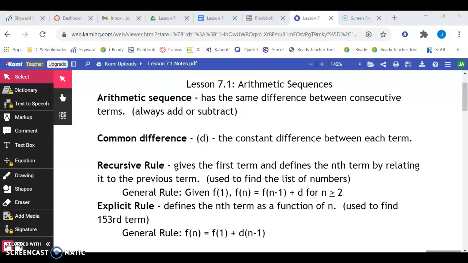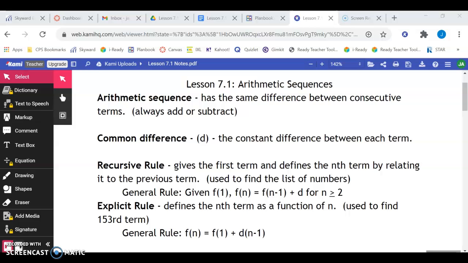Moving into Module 7, the first lesson is on arithmetic sequences. Now, you have already done a lesson on arithmetic sequences when the rules were given to you and you were asked to find the first four terms or the 73rd term or things like that. In this lesson, you are going to be given enough information to write the rules for them. So it's the opposite of what we have been doing.